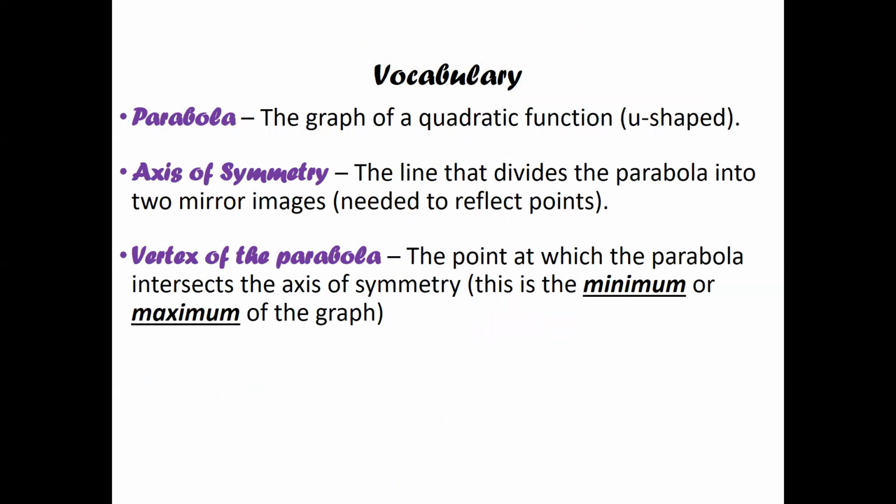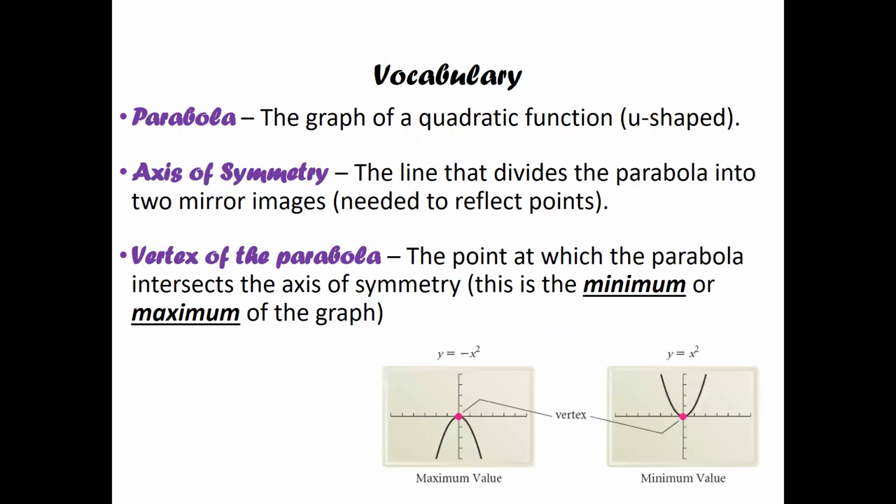The vertex is either that hill or the valley, depending on whether you have a U or an upside down U. It's just the point where the parabola intersects your axis of symmetry, the minimum or the maximum point on your graph. So here's a picture of a parabola that opens up. You're going to have a minimum value down here for your vertex. Your axis of symmetry is just this line going straight down the middle.